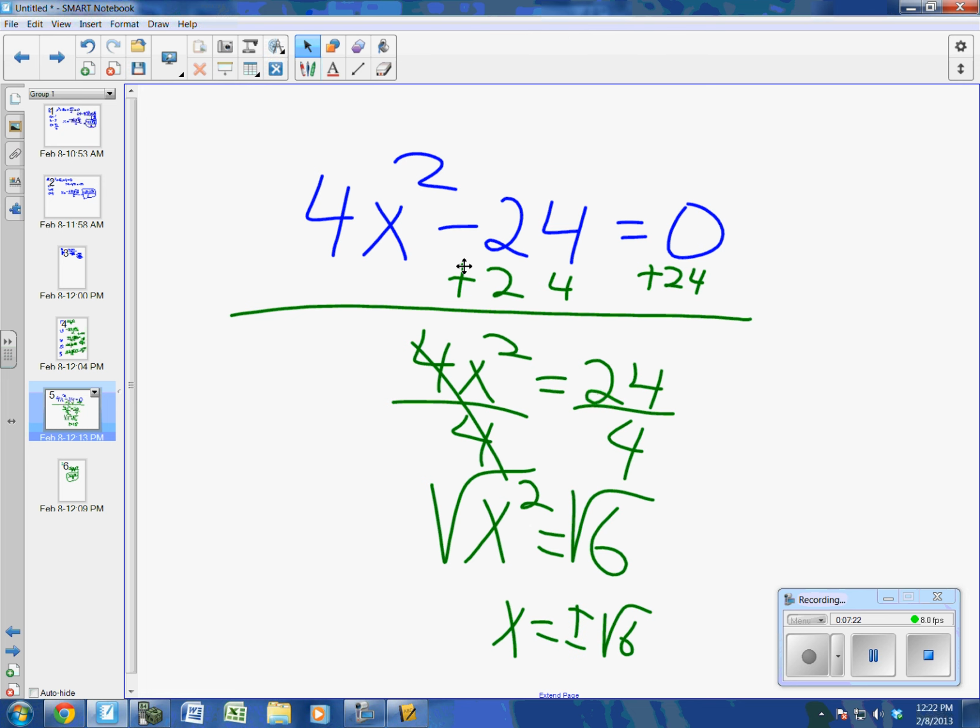6 is not simplifiable, right? No perfect squares go into it, so that's the answer. Got it? That's how you do one like that.